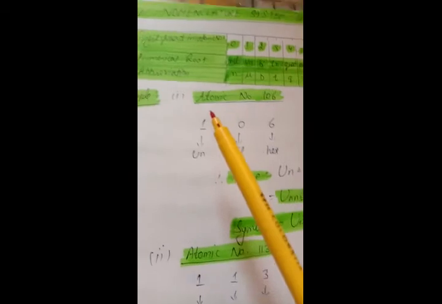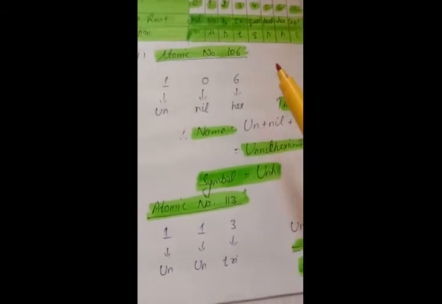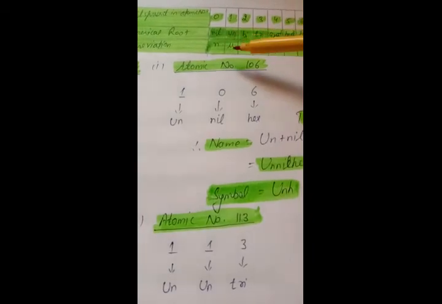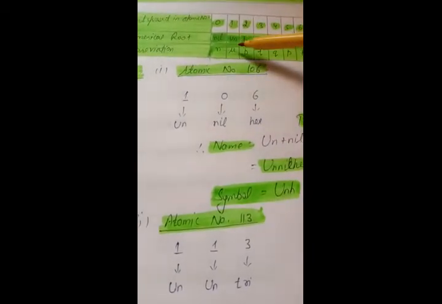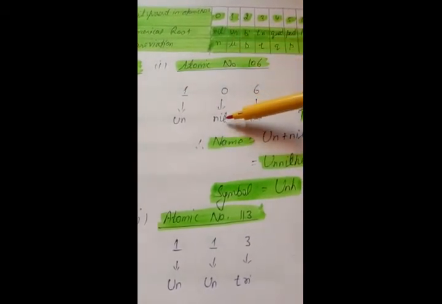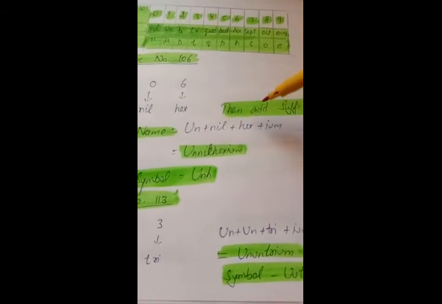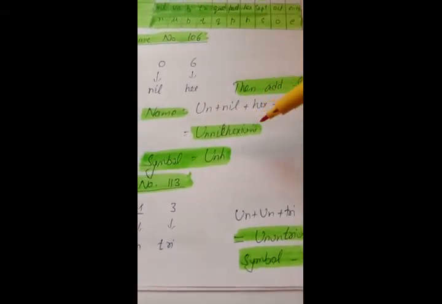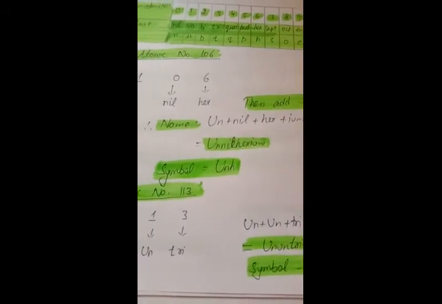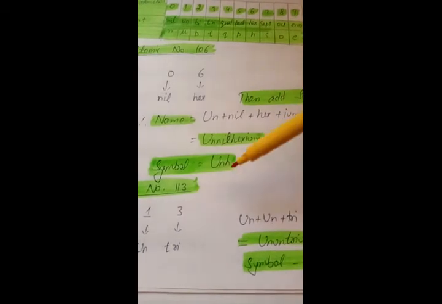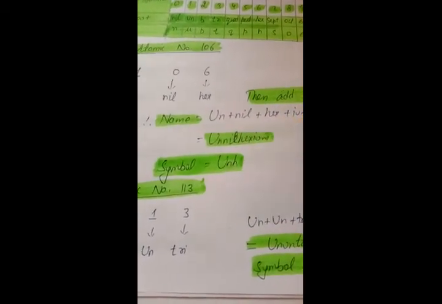So if we have to find the symbol for atomic number 106, I can write it easily this way. For 1, the numerical root is un, so I have written un here. For 0 it's nil. For 6 it's hex. So un, nil, hex. We then add the suffix ium to these numerical roots. So its name becomes un plus nil plus hex plus ium, unnilhexium, and its symbol is: for un it's U, for nil it's N, and for hex it's H. So its symbol becomes UNH.